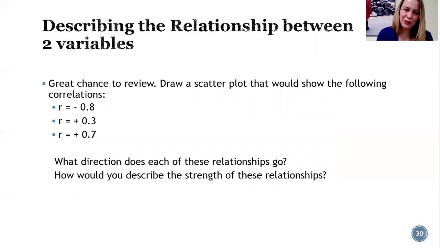So here's one more question for you to review, and we'll talk about it at our next Teams meeting. See if all of this made sense to you, and see if you can draw a scatter plot that would show the following correlations: negative 0.8, positive 0.3, or positive 0.7. Think about what direction each of these relationships goes, and how clustered around a line those dots would fall, and how you would describe the strength of these relationships. Would you consider them to be strong, moderate, or weak? We'll talk about it at our next Teams meeting.